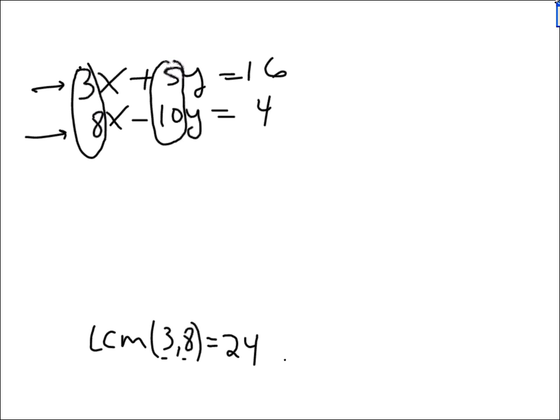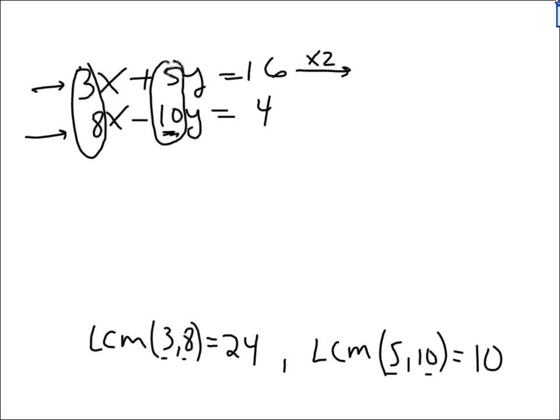Okay. Now, the LCM of 5 and 10 is one of those two numbers. It happens to be 10. So you wouldn't have to do anything to the second equation. That sounds easier to me. You have to multiply the first equation by 2, because 5 times 2 is 10. And 2 times 3x.